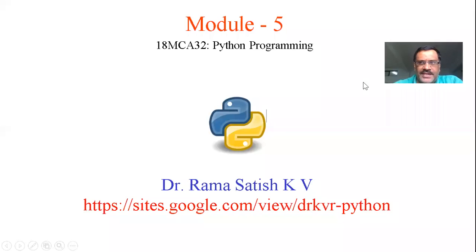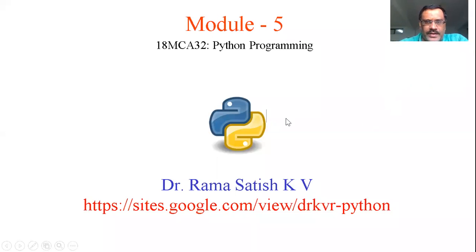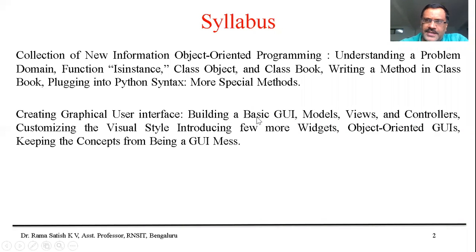So yesterday we started with object-oriented programming, module 5. And in connection, we discussed the syllabus. You have two parts in module 5. First part is about object-oriented programming. Second part is about graphical user interface building.